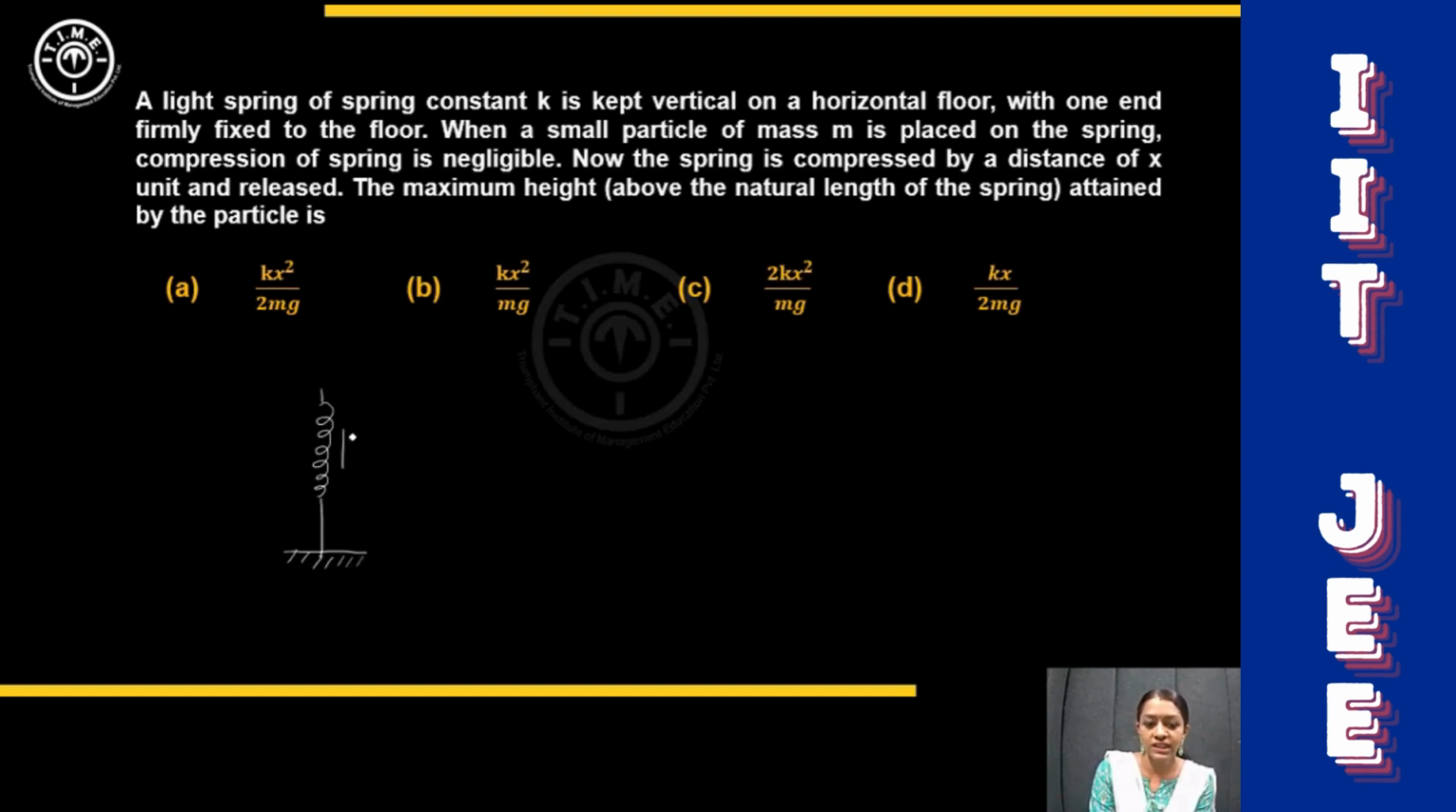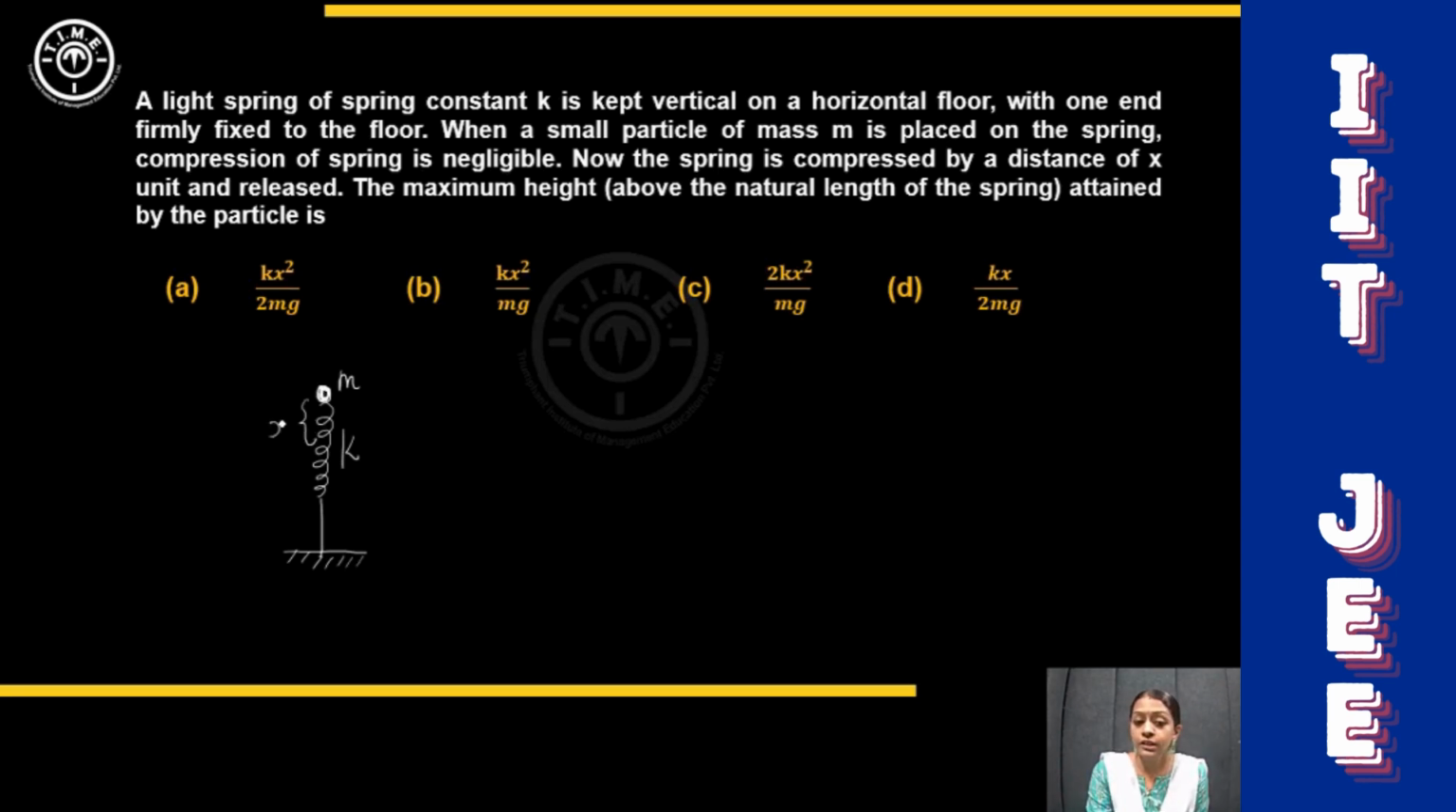Okay, and we are taking K as the spring constant of this spring. Now we are placing a small particle of negligible mass on the spring over here. We are placing this mass m on the spring. It is a very light mass, which means no compression is taking place on the spring due to the weight of this mass. We are ignoring the mass of that particle.